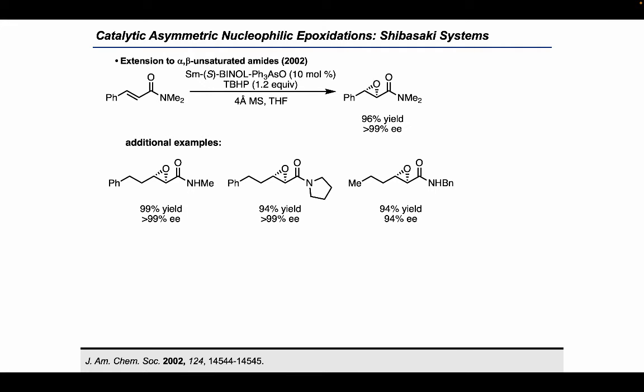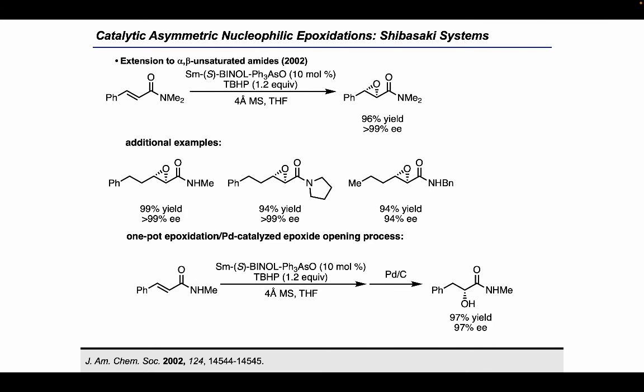The Shibasaki group also extended this nucleophilic epoxidation approach to alpha-beta unsaturated amides in 2002, although in this case they used samarium rather than lanthanum. This reaction provides epoxy amides in very high enantioselectivity, and the aromatic substituent in the top case can be replaced with an aliphatic substituent as well. The scope of this report included successful cases with 1 or 2 substituents on the amide nitrogen.